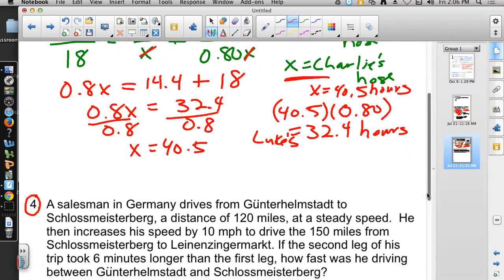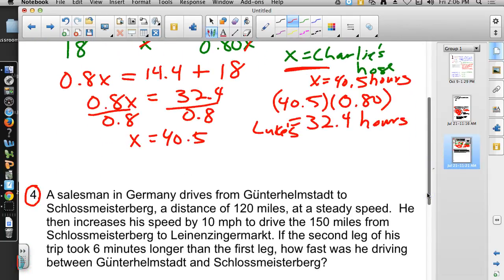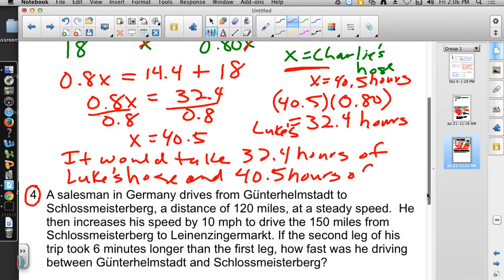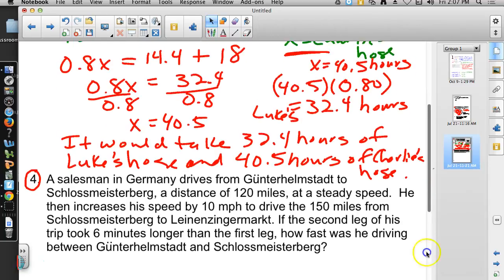All right, so let's put this all in a sentence. It would take 32.4 hours of Luke's hose and 40.5 hours of Charlie's hose. Because the question was, how much time is required to fill the pool by each hose alone, separately? And that's what we were finding.